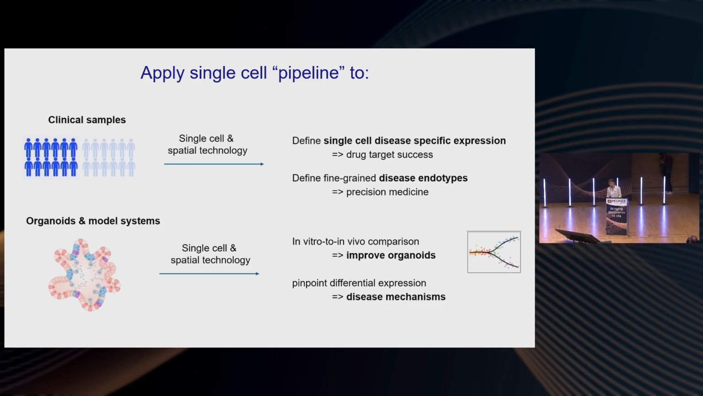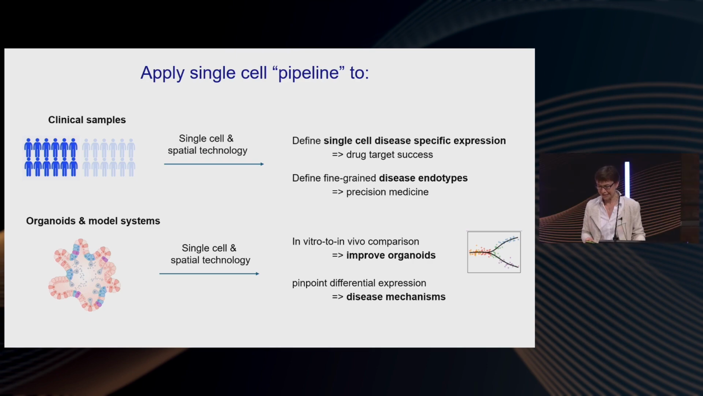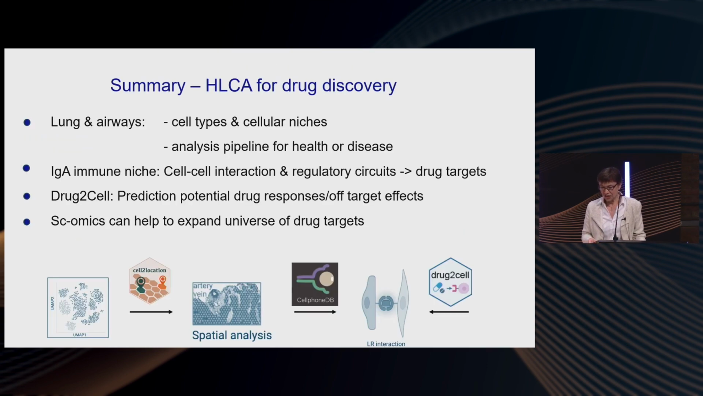And then lastly, of course, organoid models will be incredibly important to really understand disease mechanisms. But again, by following that with single-cell sequencing, we feel we have a much better handle on really starting to understand disease mechanisms. So with that, I'd like to finish and just summarize.